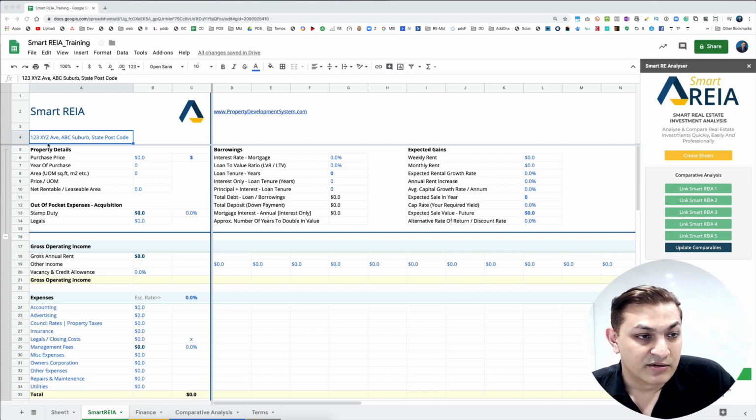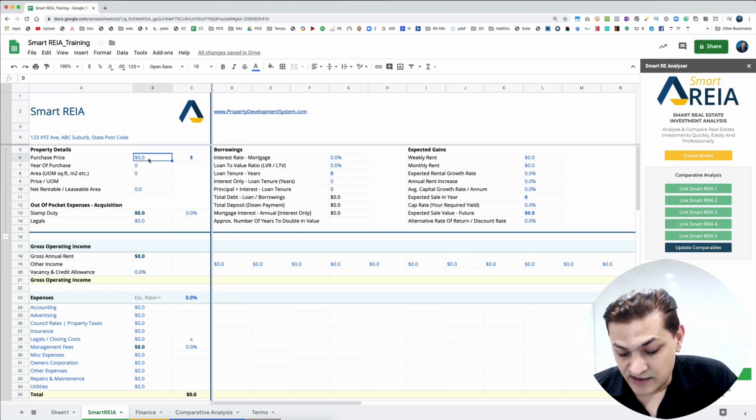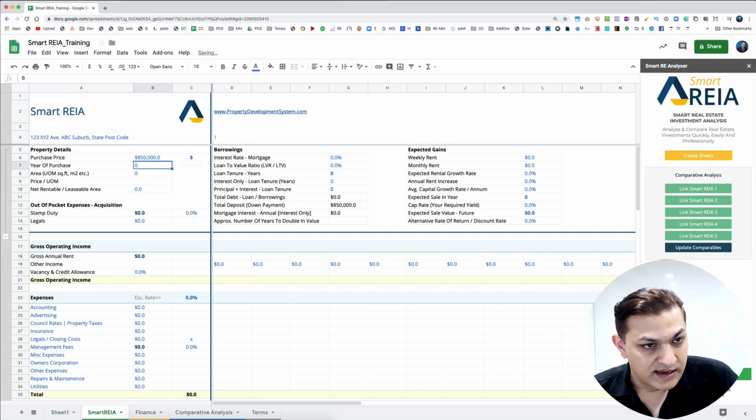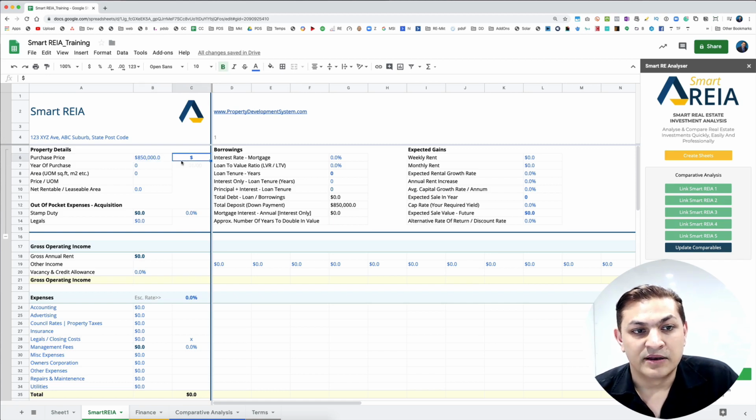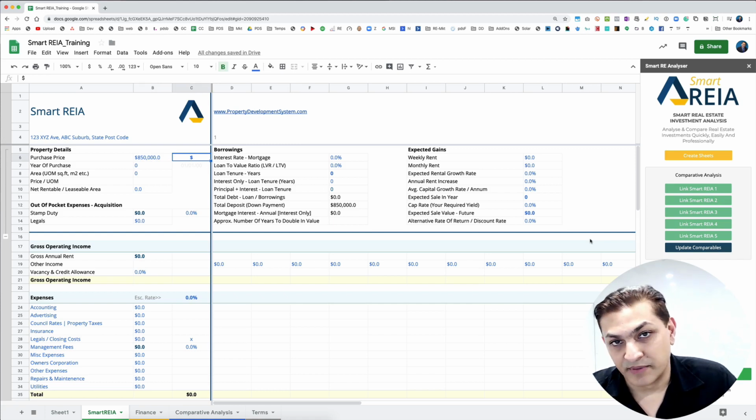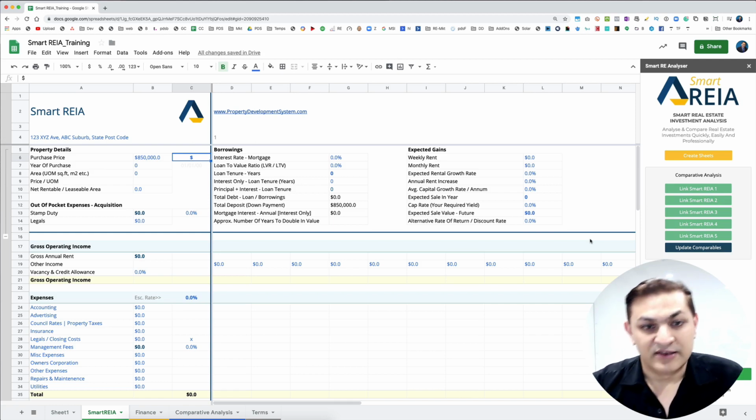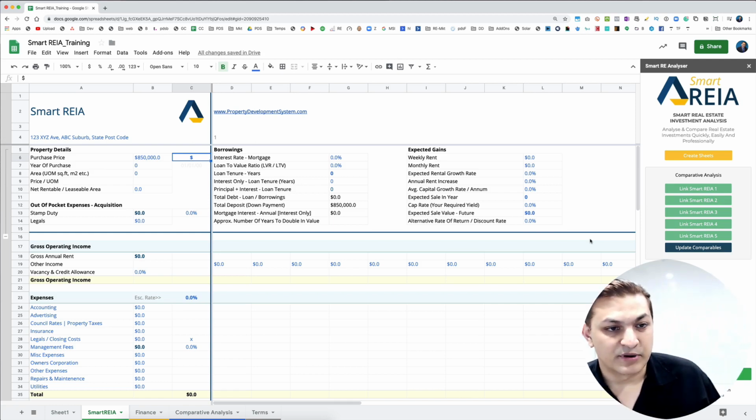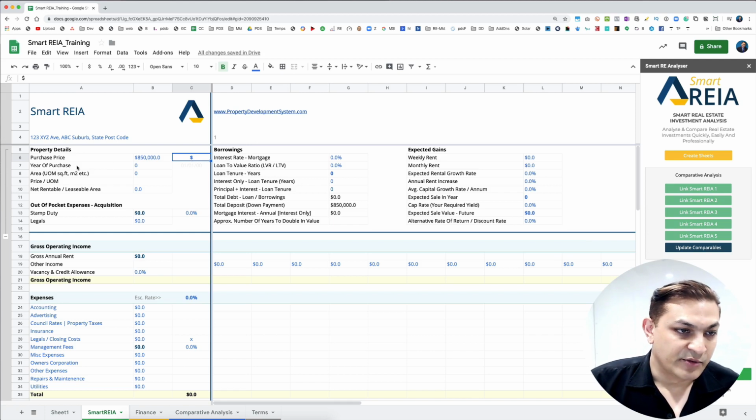So you can put in your details, your address and so on. Put in the purchase price. So let's say you were going to buy the property for $850,000. If you put in your currency symbol, this will change the symbol for the entire sheet. So if you put a pound, it'll become pound. If you put a euro symbol, all values will be shown in euro.